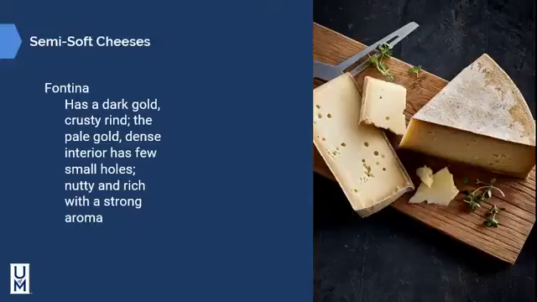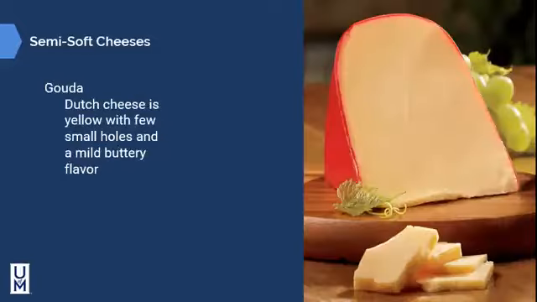Semi-soft cheeses such as Fontina has a dark gold, crusty rind and pale color, dense interior, and has a few small holes. It's very nutty and rich with a strong aroma that is often compared to, well, I call it foot. Gouda, which is just so much fun to say, Gouda. Gouda cheese is a Dutch cheese, and it's yellow with a few very small holes in it, and a mild buttery flavor. Typically, because this is not a rind cheese, a lot of soft cheeses will be dipped in wax to prevent any oxygen from getting into them, which could damage the cheese.